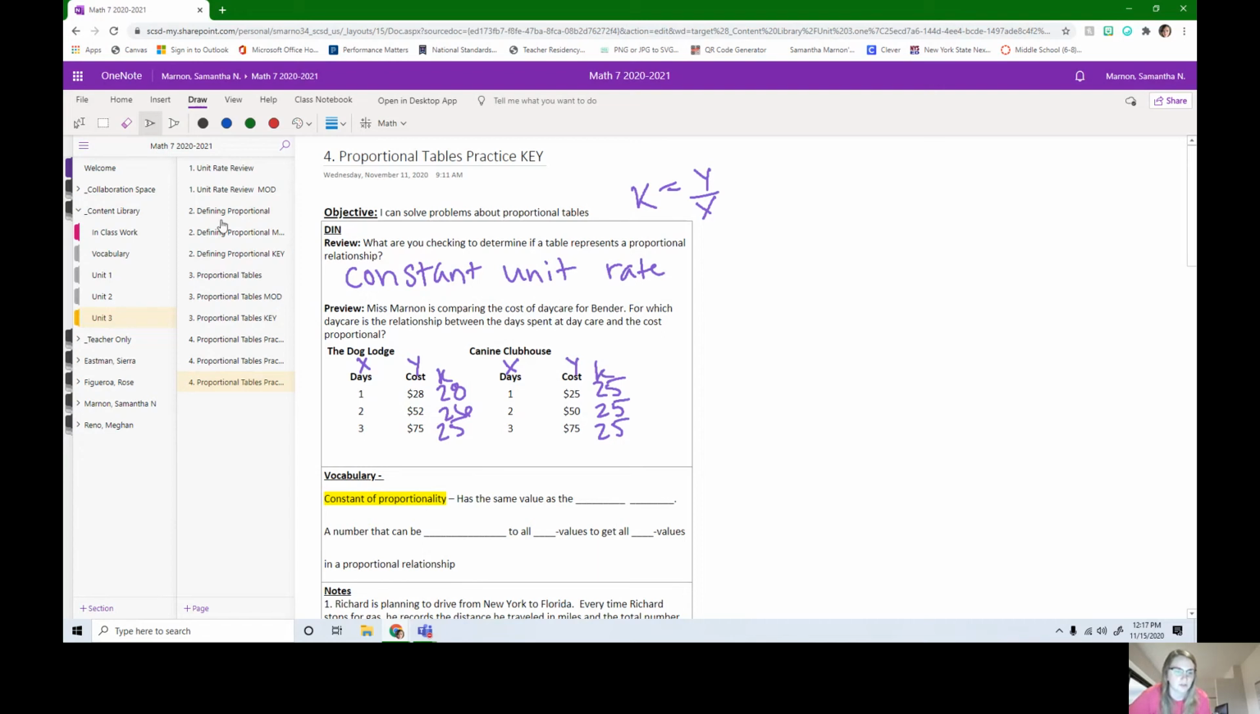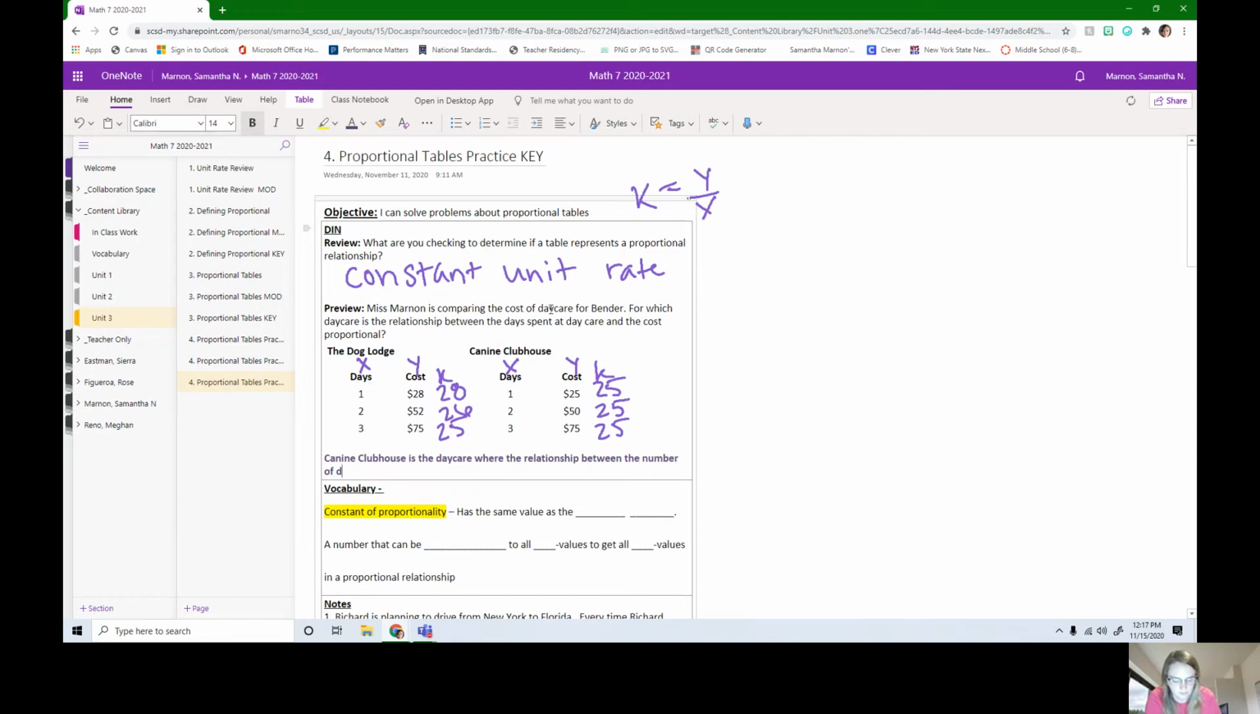So our question was, for which daycare is the relationship between the days spent and cost proportional? So we're going to type it in. Canine Clubhouse is the daycare where the relationship between the number of days and cost is proportional. So again, that just means no matter how many days Bender stays at this daycare, it's going to be $25 per day.